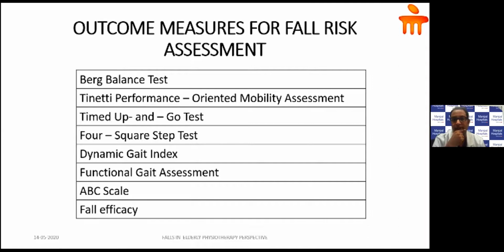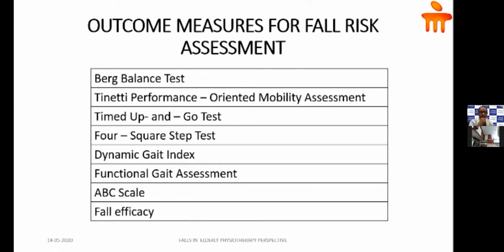If there is anything less than 46 or so, we can assess that there is difficulty in managing day-to-day activities because of the dysfunction in the balance. And the Timed Up and Go test is a simple test we can conduct in clinical settings very easily.